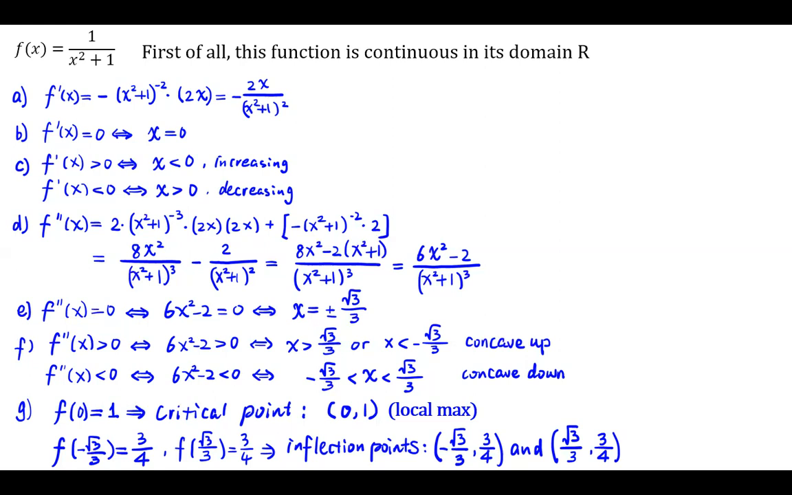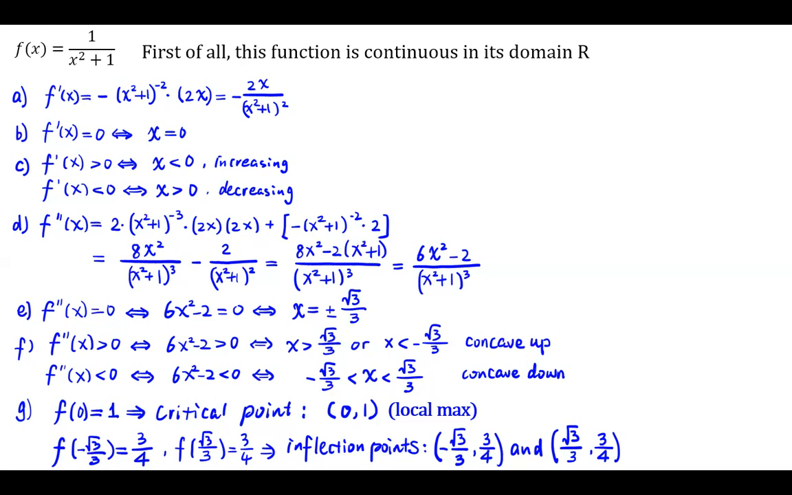Okay, question D asks us to find the second derivative. We can differentiate the first derivative again in order to find the second derivative. Note here, this is a quotient between two functions, and the second function is a composite function. So you need to use the quotient rule and the chain rule. And the second derivative is (6x squared minus 2) divided by (x squared plus 1) to the power of 3.